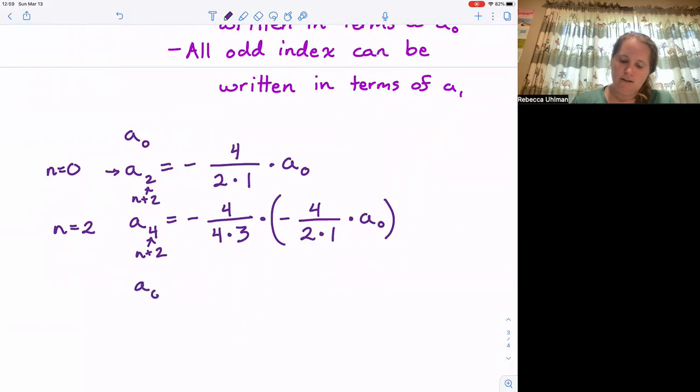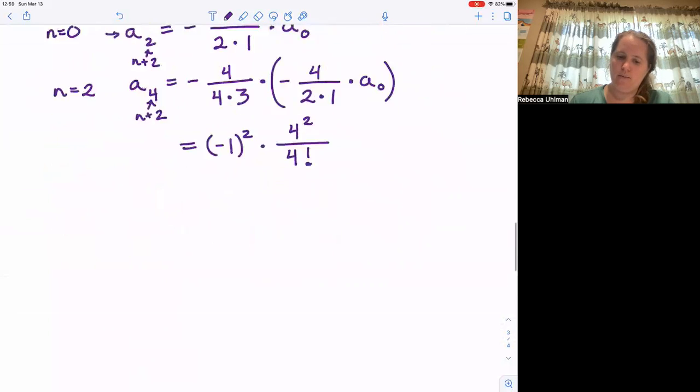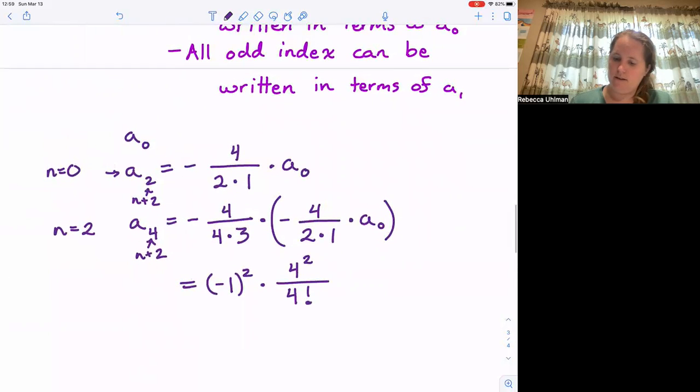Similarly, a6, let me simplify this, sorry. For a4, we have negative 1 squared. Then we are multiplying by 4 squared divided by 4 factorial. And then all of that is multiplying a0.